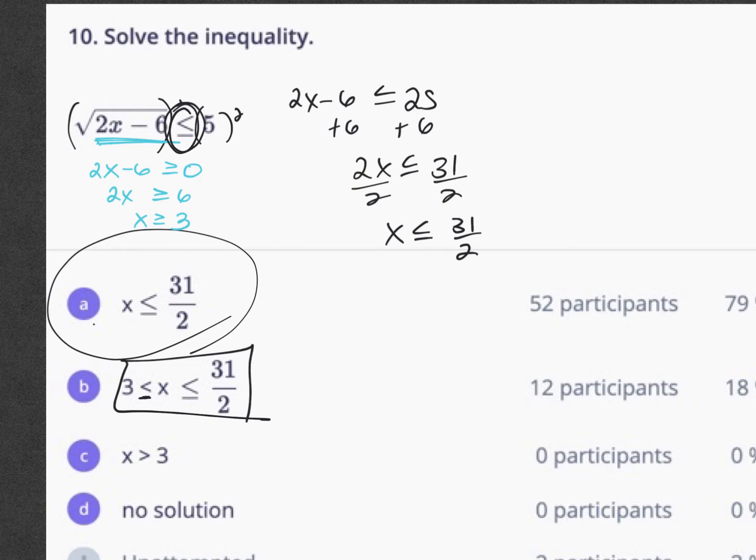Just be careful, because if it said something like negative 2 square root of 2x minus 6 is greater than or equal to 10, you would have to first divide both sides by negative 2 before you look to see if it's less than or greater than. Once you divided by negative 2 here, square root of 2x minus 6 would have been less than or equal to negative 5. And this would have been a no solution, because no square root could be less than a negative. So just remember all your rules on square roots and keep them in mind.